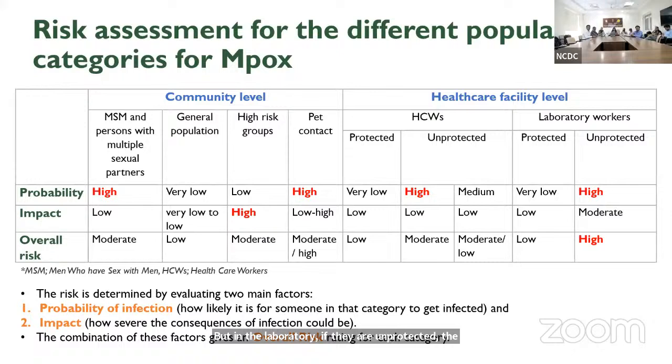The risk is basically determined by two main factors: probability, how likely it is for someone in that category to get infected, and impact, how severe the consequences of infection could be. The combination of these factors gives the overall risk rating for each category.